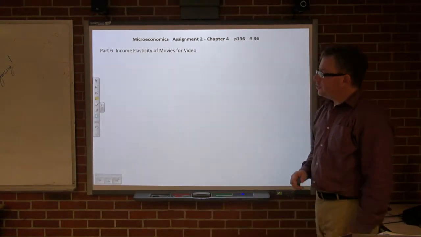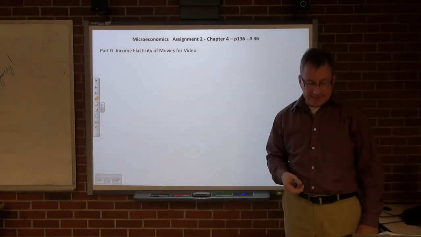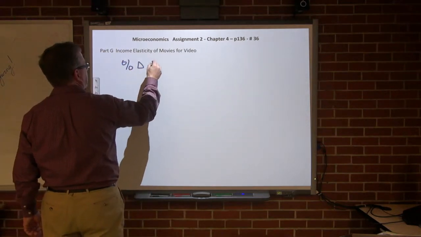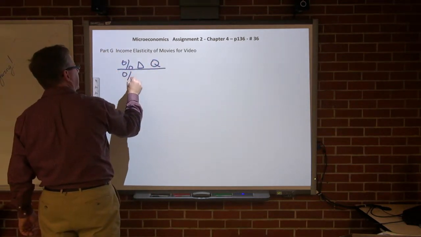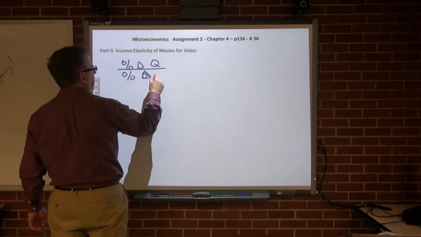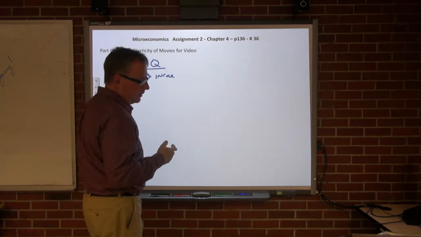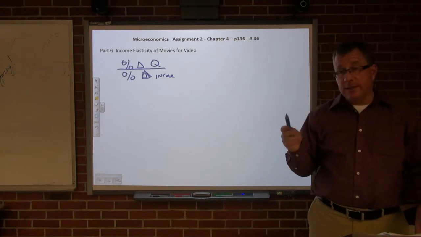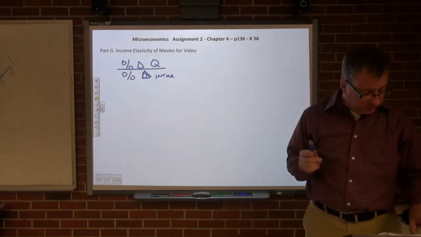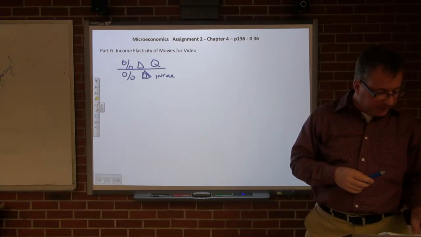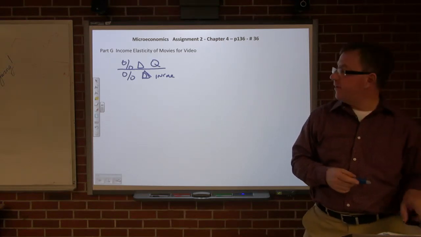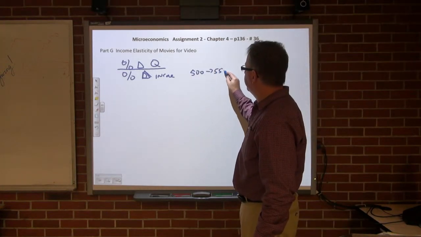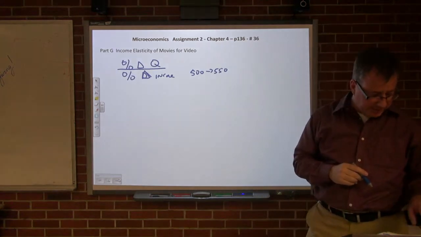Part G says, okay, let's take a look at income elasticity. Now, if you recall, income elasticity is the percentage change in quantity over the percentage change in income. Okay, so we need to take a look at this one now. Referring to the original data, and it's important to differentiate between the original data and the revised data, so 413 we'll take a look at. Assuming the average weekly earnings of the townspeople rose from 500 to 550. So change in income went from 500 to 550. Okay, that's the first thing we want to be able to do.